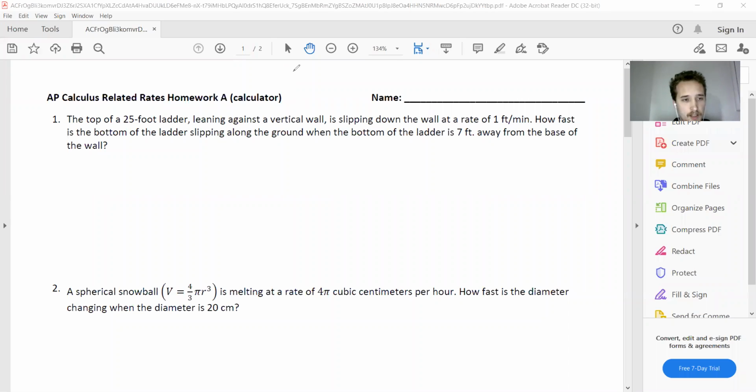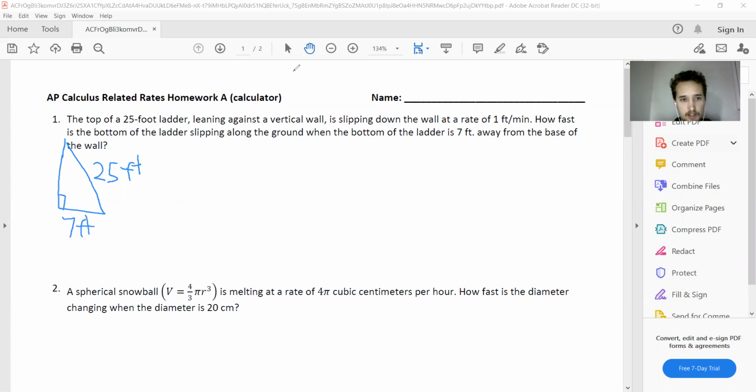Okay, so we have a 25-foot ladder against a wall. We know the ladder is 25 feet. Always, it doesn't matter where on the wall this ladder is positioned, it's always going to be 25 feet, right? And the question's asking when the bottom of the ladder is 7 feet away, right? But the bottom of the ladder is not always 7 feet away.